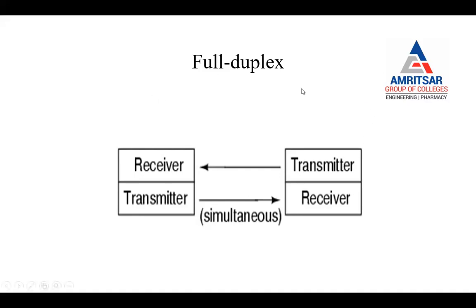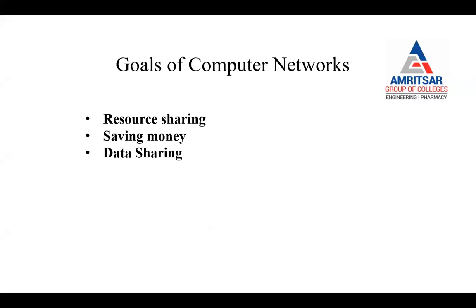So before moving further, next we have the goal of a computer network. If we are talking about the goal of a network, in this case we have three different points: resource sharing, saving money, and data sharing. Before explaining these points, I'm just going to define the computer network.